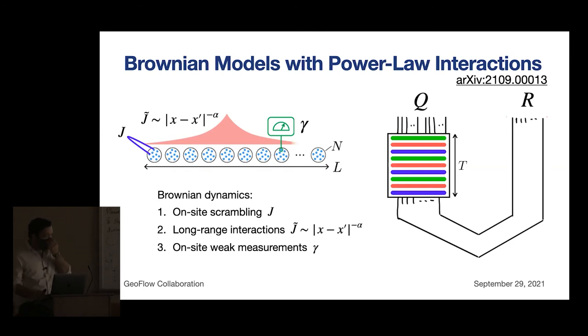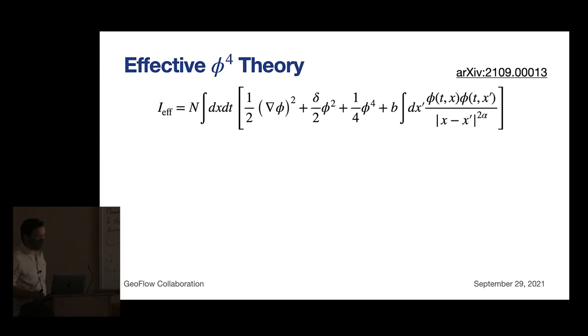I don't have time to derive this for you, but it turns out that after disorder averaging and in the large N limit, this model can be described near the critical point by a phi-4 theory with an additional long-range term coming from this power law interaction. Okay, so if you just drop this for the moment, this is everybody's favorite phi-4 model in two dimensions.